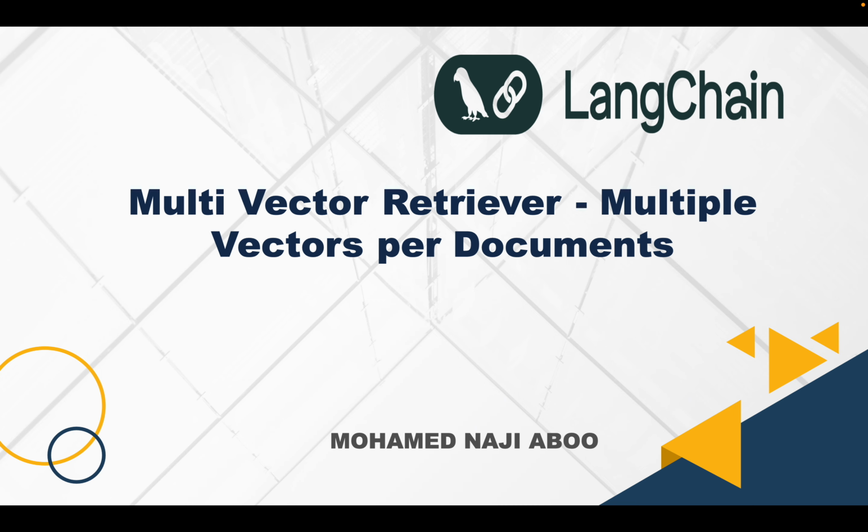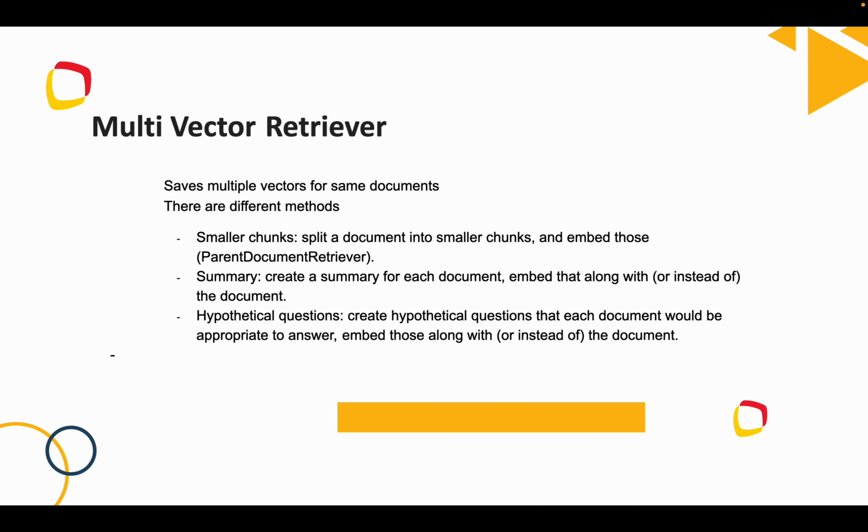We are continuing a discussion with LangChain retrievers, and in this video we will be discussing the multi-vector retriever. A multi-vector retriever saves multiple vectors for the same document. In our last video we discussed the parent document retriever, which is a type of multi-vector retriever in which it saves small chunks. It saves two vectors: one is a small chunk vector and another one is the bigger document vector, or we can say the bigger chunks vector. So that is a type of multi-vector retriever.